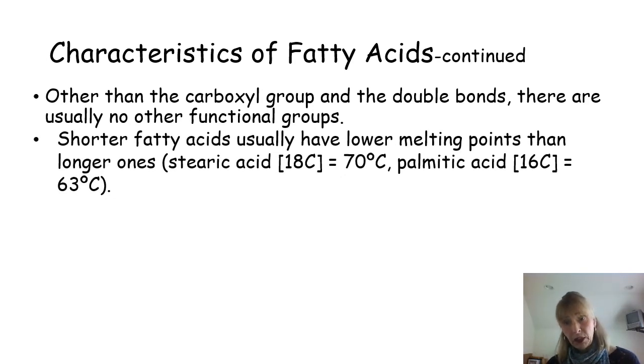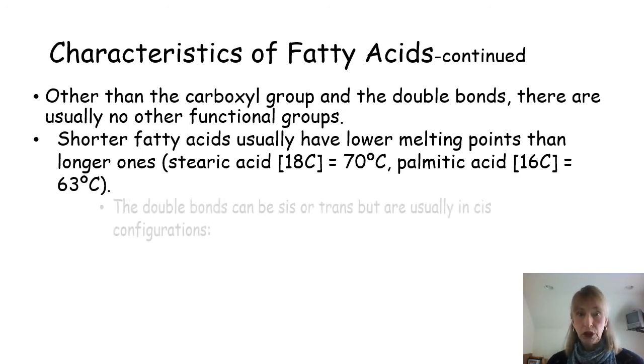So remember, we can have a size range between 10 and 20 carbons. The shorter fatty acids have lower melting points than the longer ones. For instance, stearic acid, 18 carbons long, and that includes the carboxyl carbon, has a melting point, I believe, of 70 degrees Celsius. Palmitic acid, 16 carbons long, 63. So the shorter fatty acids, with fewer carbons, have less dispersion force interaction, so they're easier to melt, easier to break apart, and not as much energy is required.